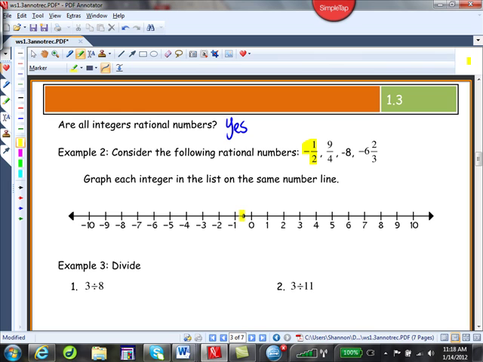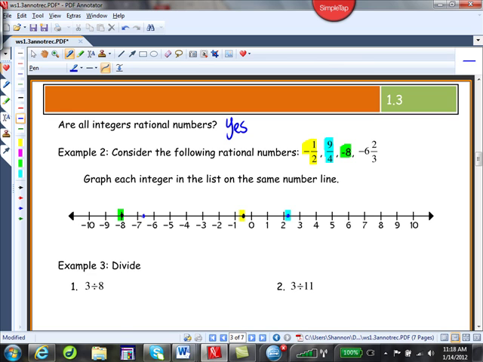9/4, right? So that's 2 complete fours and 1/4. So 2 and 1/4. So here, that'll be 2 and then half of a half. It'll be about here. And -8 will be on the left side of 0. That'll be our -8. And then -6 and 2/3. So that will be 6 to the left of 0, and that's about 1/3, 2/3. So about here.